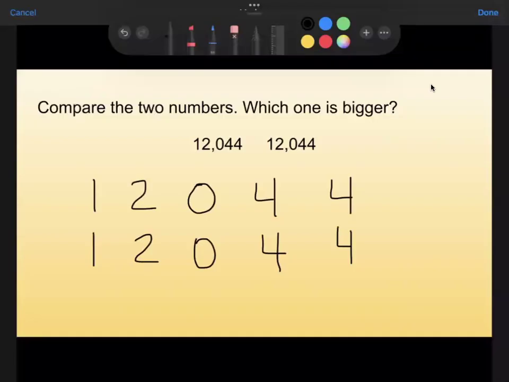Okay, so they both have a 1 in the 10,000s place, so I can kind of cross that off. They both have a 2 in the thousands place. They both have zeros in the hundreds place. They both have 4s in the tens place. And oh no, they both have 4s in the ones place. So what that means is that they are equal to each other. If all the digits in the same place values are the same, that means they're equal to each other.